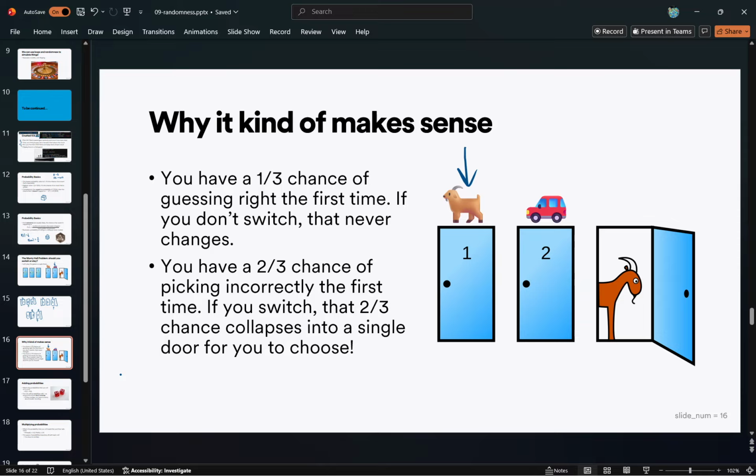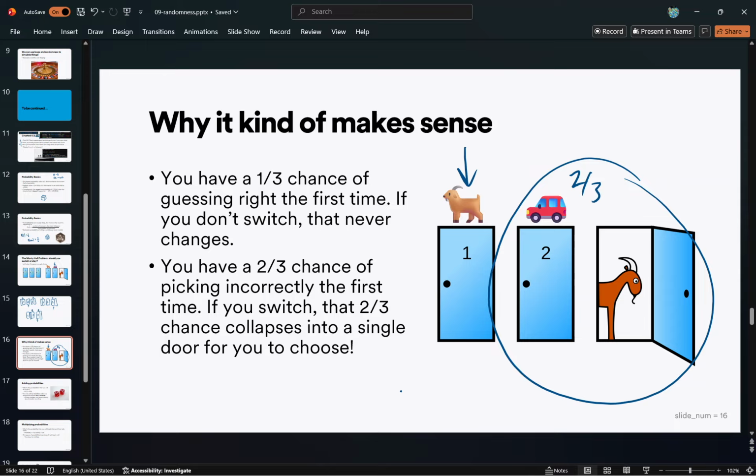Does that make sense? If you stayed with your choice, you kept that 1/3 chance, you did not let anything else happen, you had a 1/3 chance of getting it right the first time, and you stayed like that. The door being open did nothing for you, okay? If you switch, what has happened is there used to be 2 doors that weren't open, but one of them is open now, right? There used to be 2 doors that weren't opened, and they had a 2/3 chance then of having the car.